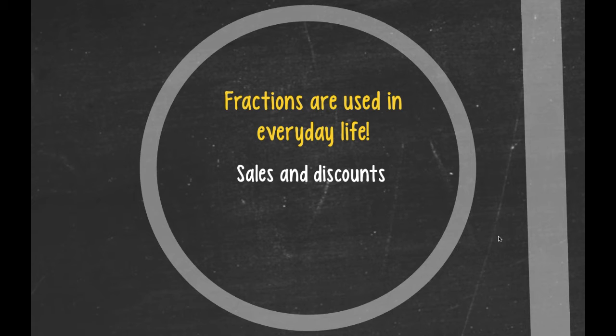Fractions can be seen when shopping. For example, after the first of the year, many items will go on sale. Winter clothing might be half off, so a coat that was originally $50 would be on sale for $25. You could have your child figure out the sale price.